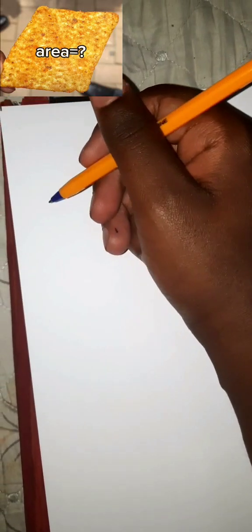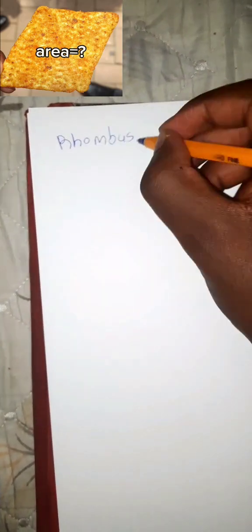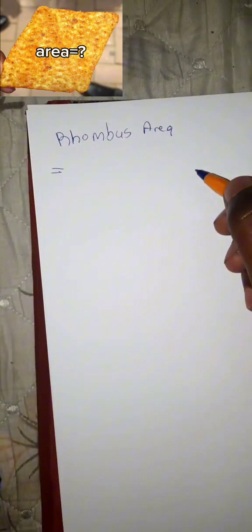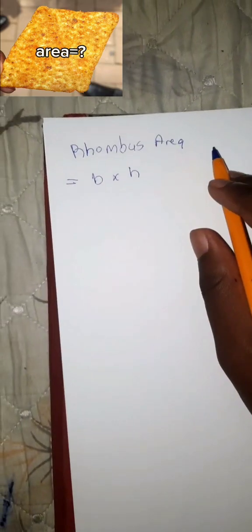Hello everyone, we're here to find the area of the rhombus-shaped Dorito. Now, first we need to know the formula for finding the area of a rhombus. Well, first the rhombus area is equal to base times height.